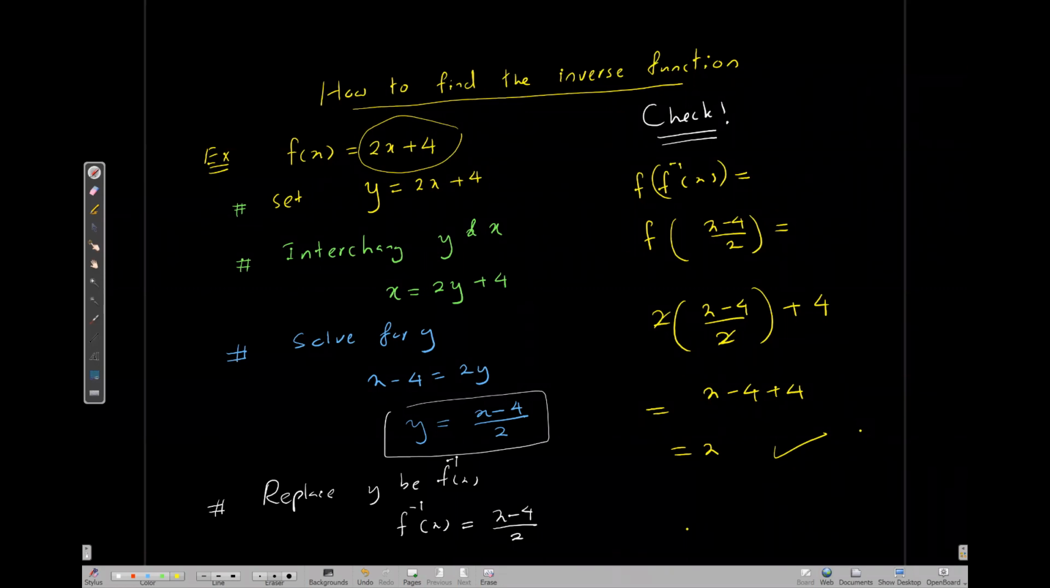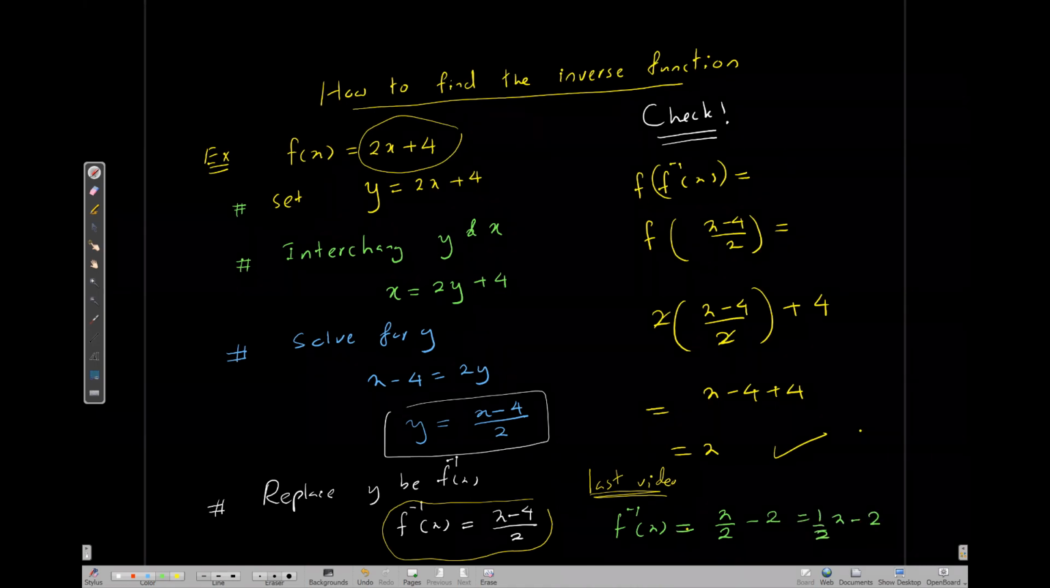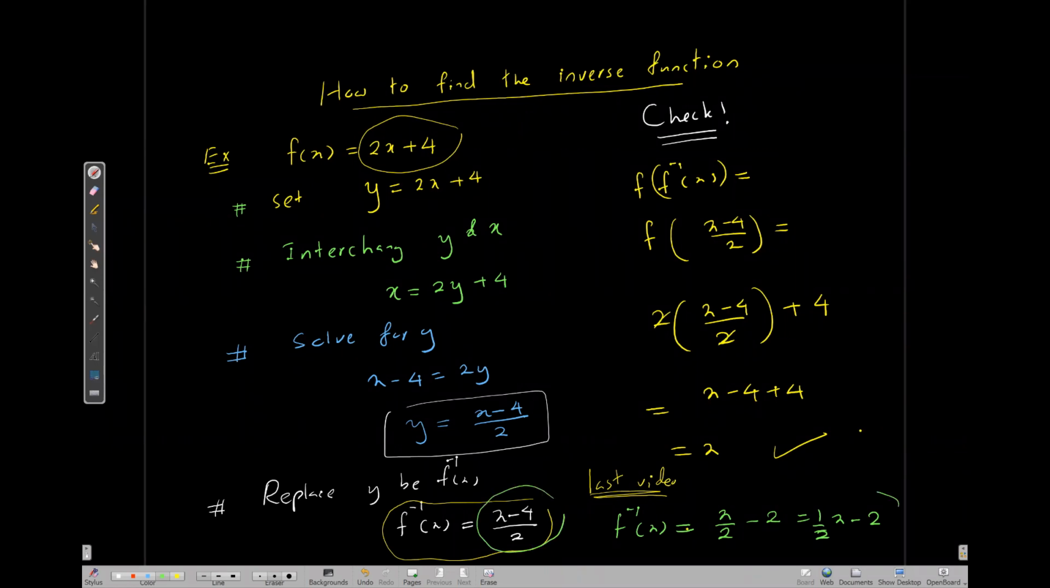And in the last video, if you check my last video, this is the same example we took, and the inverse function at that time I gave you as 1/2 x minus 2, right? This is how we wrote it in the last video, but this and this are the same. Can you see that? Because when I take it term by term and divide, x by 2 is 1/2 x and 4 over 2 is 2. So yes, that is the inverse.